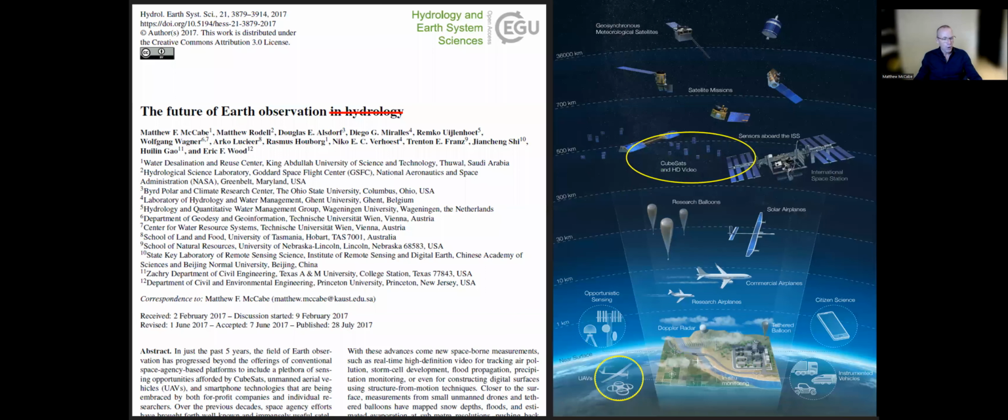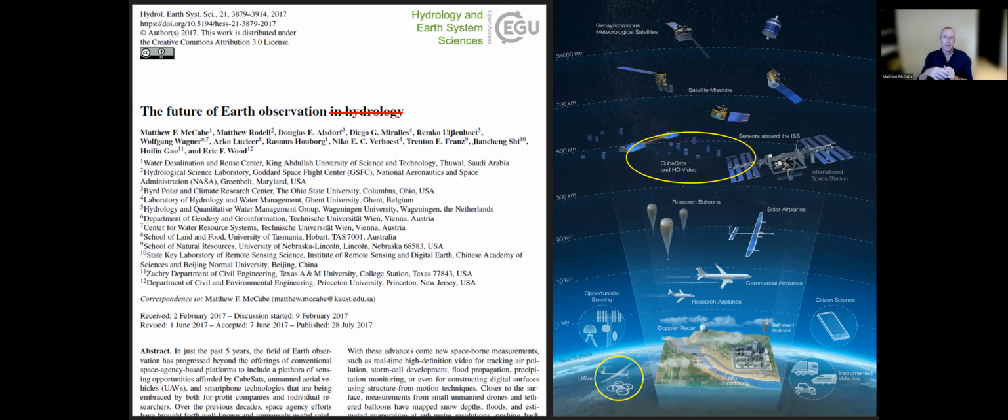Now, a few years ago, I wrote a forward-looking synthesis to understand what are the potential technologies that may reshape the field of Earth observation over the next 5 to 10 years. And I'm not going to go into that. Here's the paper. You can have a look at it if you want to spend some time on it. But one aspect that we've really been exploring is this concept of CubeSats and the way that it's reshaped how we can actually view the Earth.